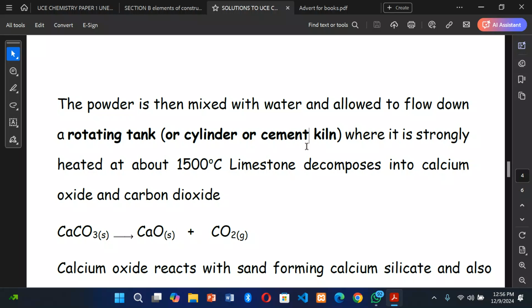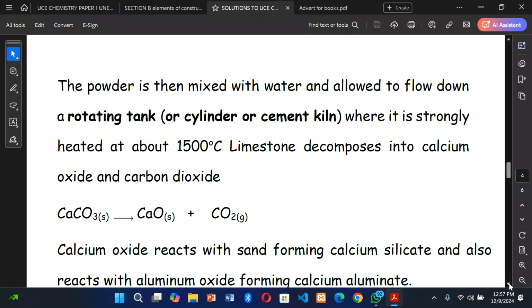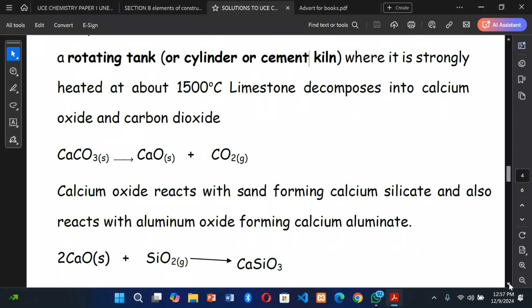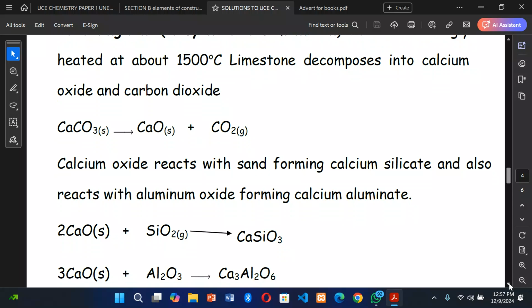Where it is strongly heated at about 1500 degrees Celsius. Limestone decomposes into calcium oxide and carbon dioxide. This is a chemical equation, but as I said, don't commit yourself to a symbolic equation if you don't know it. If you don't know it, you leave it, because you have already talked about it. But if you know, well and good, you become an excellent learner. You are exceptional. So for you to be exceptional, you can include it. But if you're not sure of the symbols, please leave it out.